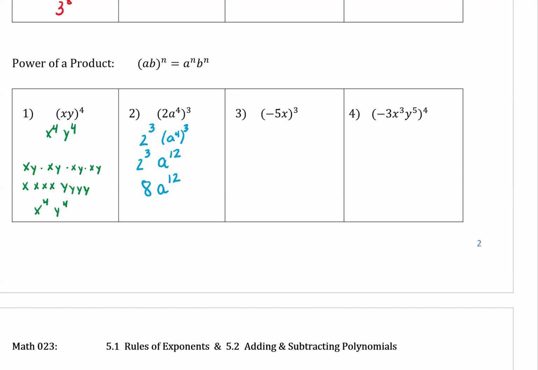Number 3, the base is negative 5x, and that is being raised to the 3rd power. So we have negative 5 cubed times x cubed. Negative 5 cubed is negative 5 times negative 5 times negative 5, which is negative 125x cubed.